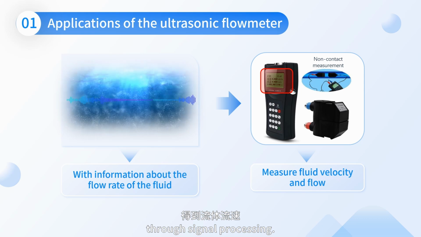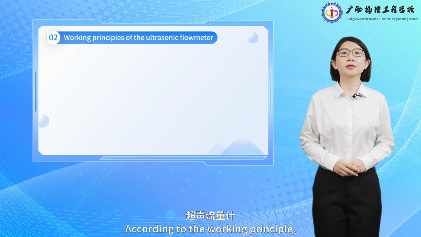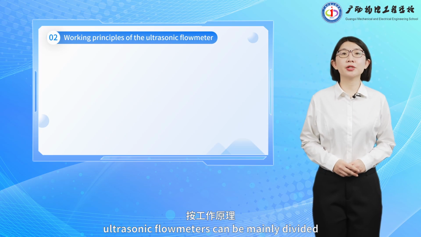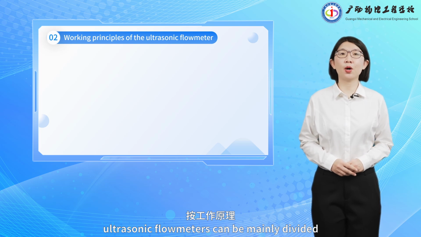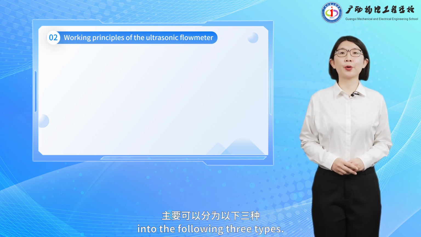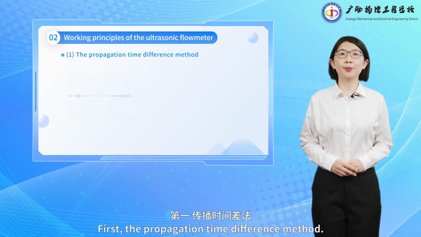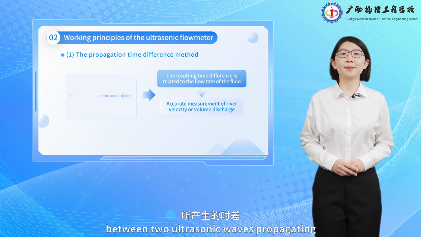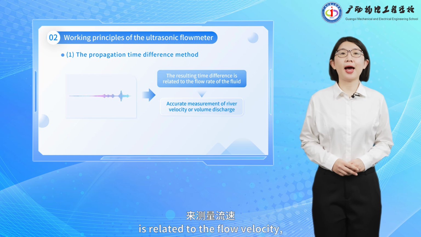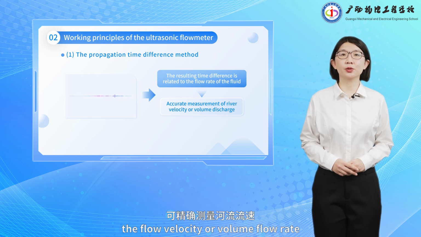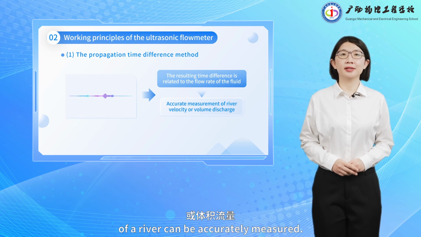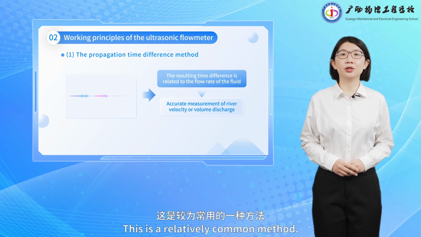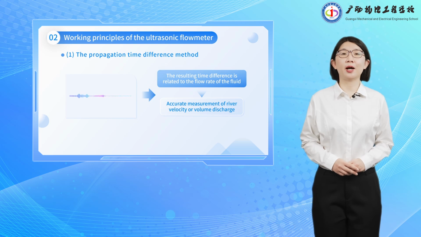According to the working principle, ultrasonic flowmeters can be mainly divided into the following three types. First, the propagation time difference method. It is based on the fact that the time difference between two ultrasonic waves propagating in opposite directions is related to the flow velocity, so the volume flow rate of a river can be accurately measured. This is a relatively common method.